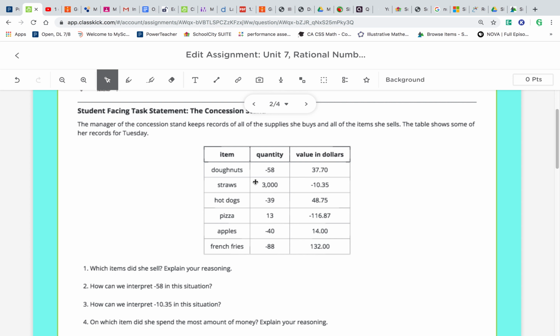For straws, 3,000 straws she's gained. She probably had to buy those, right? And it looks like she spent a little over $10 for those straws. So that's kind of what they mean by the negatives and the positive values here.